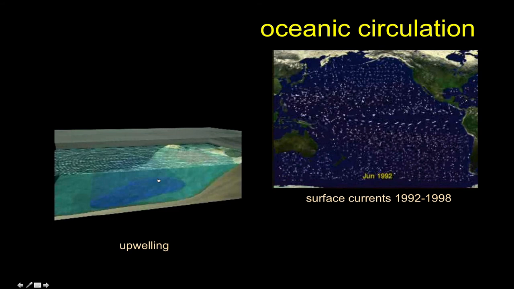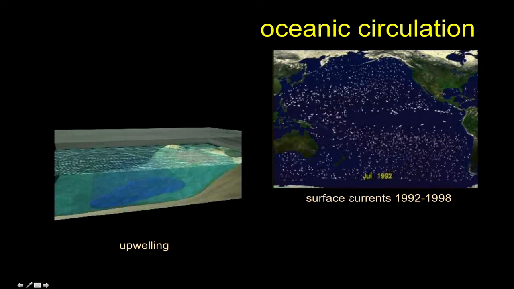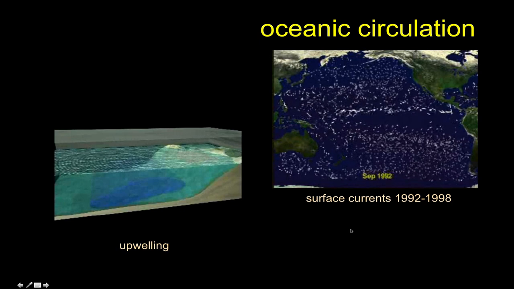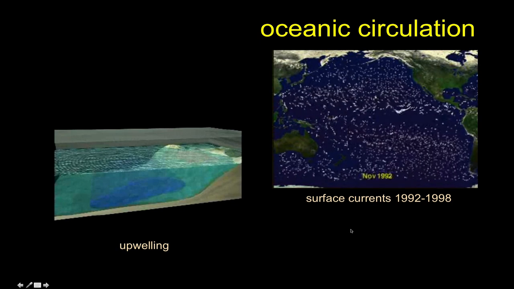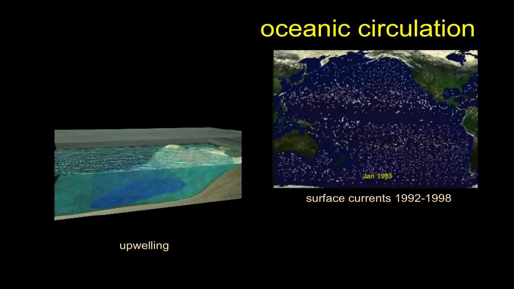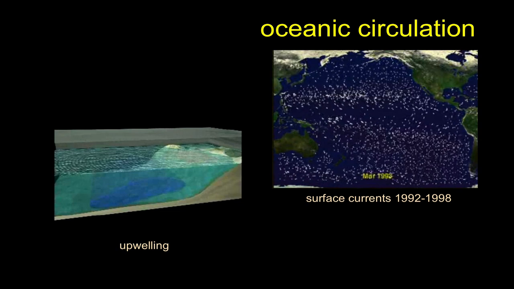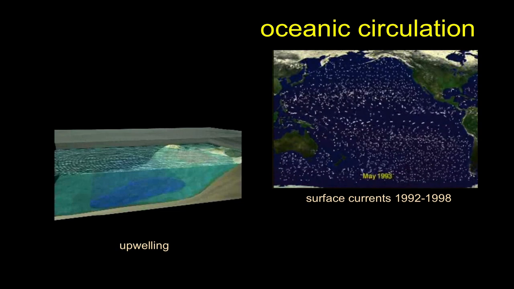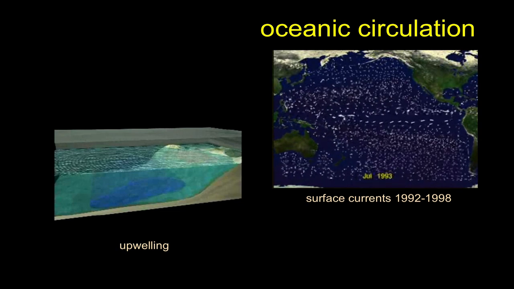Sometimes you'll hear people talk about cold water upwelling to distinguish between what Vanessa was just asking about and these kinds of things. Okay, so let's just look at some surface currents here. We're condensing a couple years. You can see now the length of the arrow is the strength of the movement.